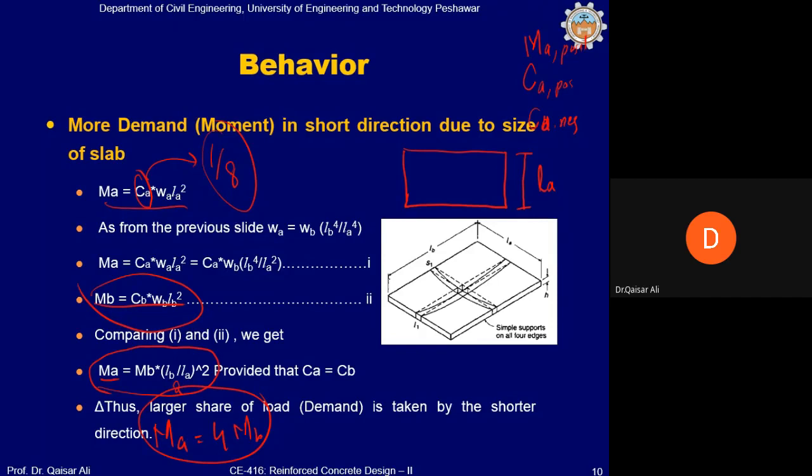And the length, moment coefficients and moment transferred along the longer direction are represented with subscript B. So this is LB, and the moment along the longer direction will be MB. Similarly, the moment coefficient along the longer direction is represented by CB. Got this? ये नोटेशन जरा याद रखिए. सही.